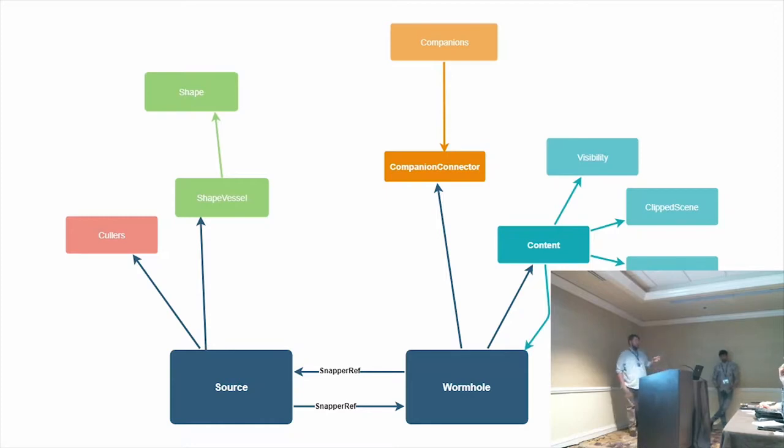So in the wormhole, you can see we have a content class, which holds the visibility settings, but also clipped scene and unclipped scene. We'll come back to that a bit later, but that's what we are showing. We also have the companion connector, which companions can be connected to.